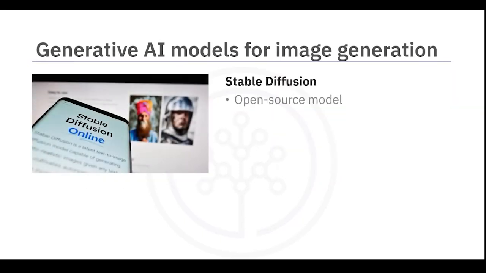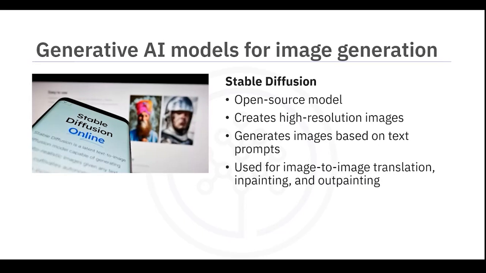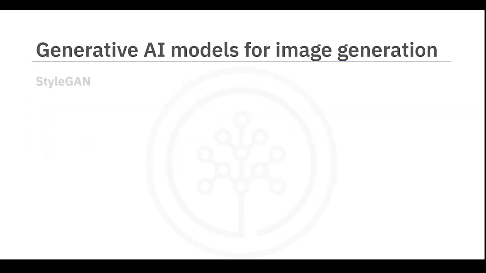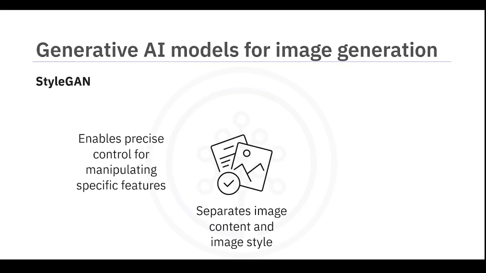Stable Diffusion is an open-source text-to-image diffusion model. Diffusion models are generative models that can create high-resolution images. Stable Diffusion is primarily used to generate images based on text prompts, though it can also be used for image-to-image translation, in-painting, and out-painting. NVIDIA's StyleGAN model separates the modeling of image content and image style, enabling precise control over style for manipulating specific features like pose or facial expression. StyleGAN has evolved to generate higher resolution images with more realistic details.